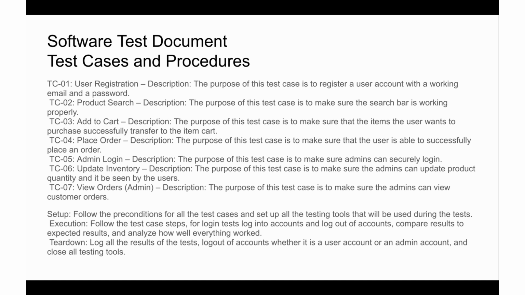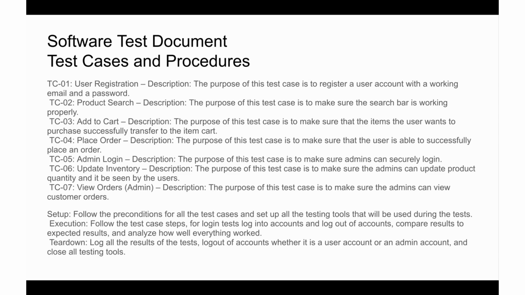The test cases and procedures. User registration: this test case is just to register a user with a working email and password. The product search is to make sure the search bar is working properly. The add to cart is to make sure that the items the user wants to purchase are successfully transferred to the item cart. The place order is to make sure that the user is able to successfully place an order.